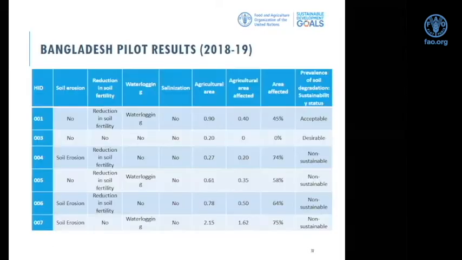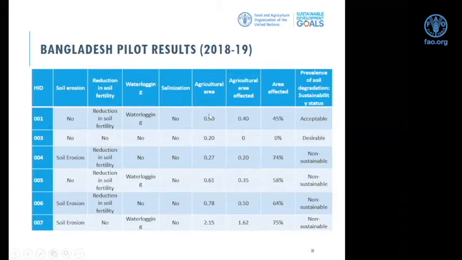Now, again, the Bangladeshi example. So we ask them these questions, which I will show you tomorrow. So, let's concentrate on the first agriculture holding 001. They said, we don't have any soil erosion. Yes, I have reduction in soil fertility, water logging, yes, it's an issue for me. Salinization, no, I don't have any issues with that.